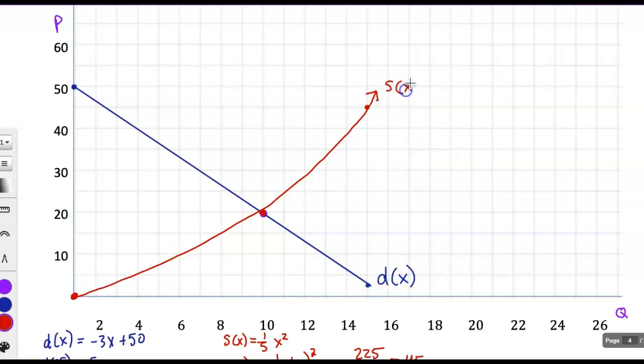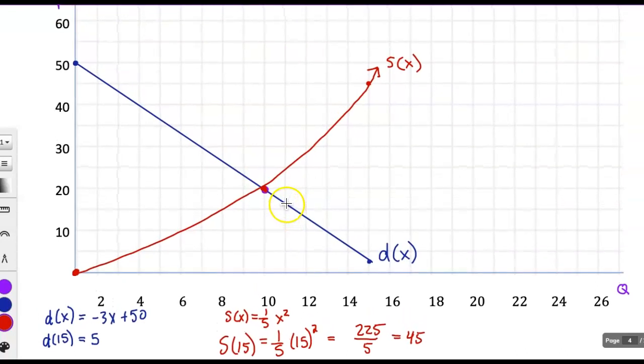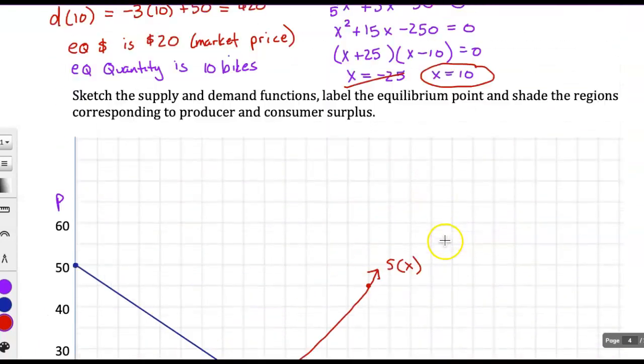And again, 15 doesn't mean anything in the problem. I just picked that because it was an easy point to graph. So the 15 I'm not getting from anywhere. I got that because that's what would fit on my graph nicely. The only number that we really got from doing any math was this equilibrium, where supply and demand are equal. Okay, and we did that in this first part.